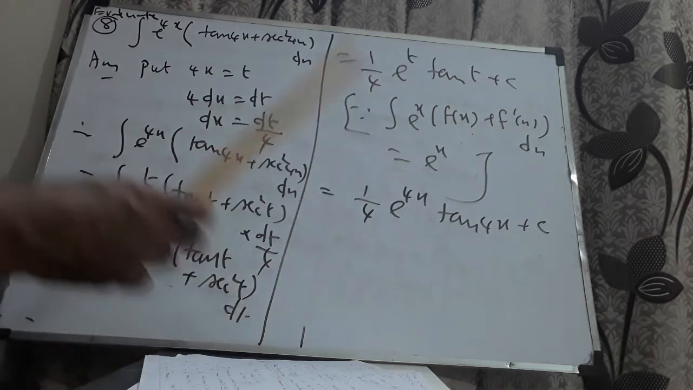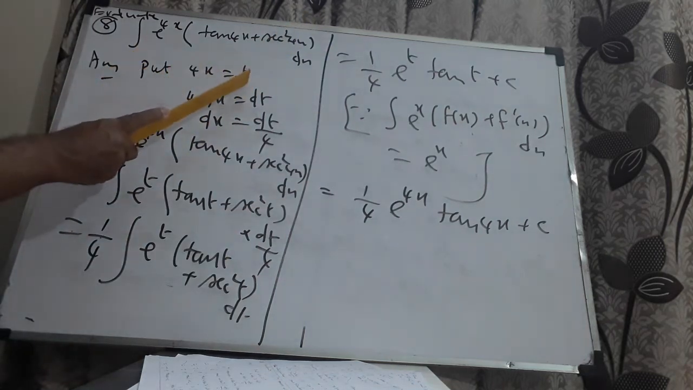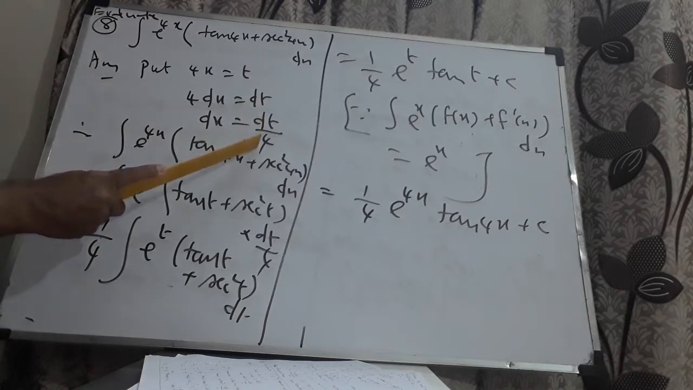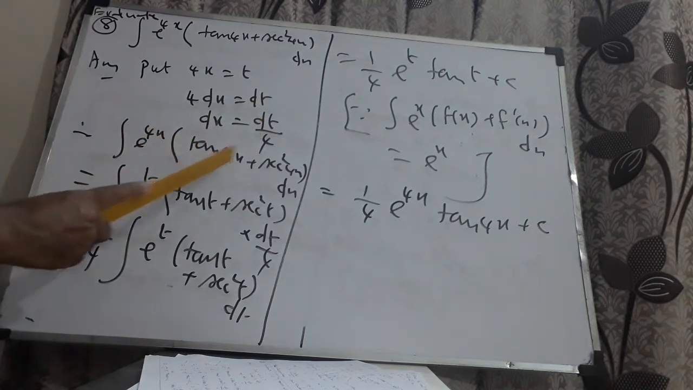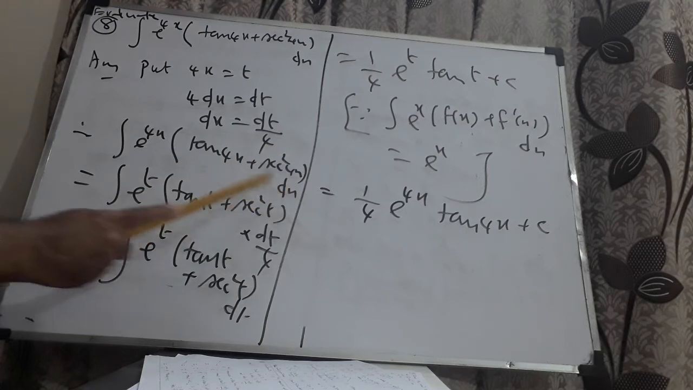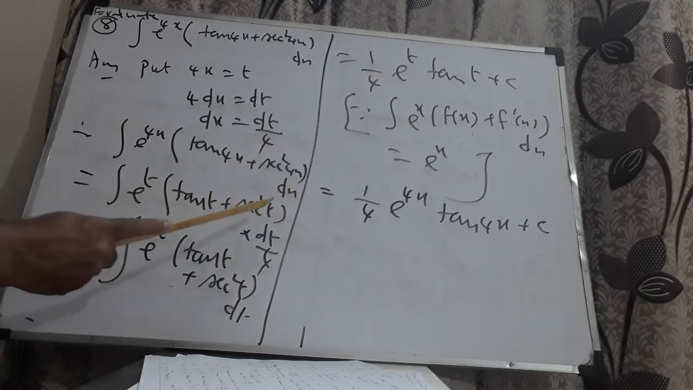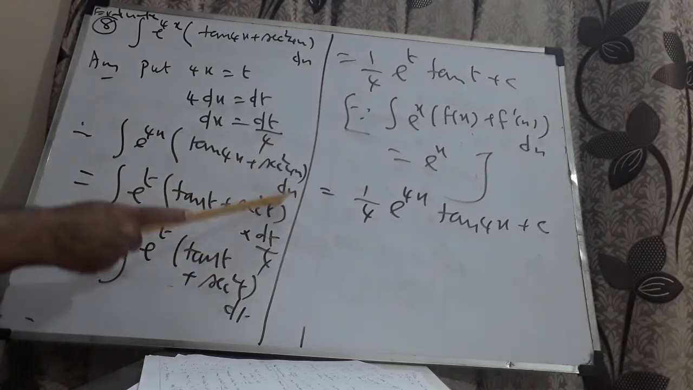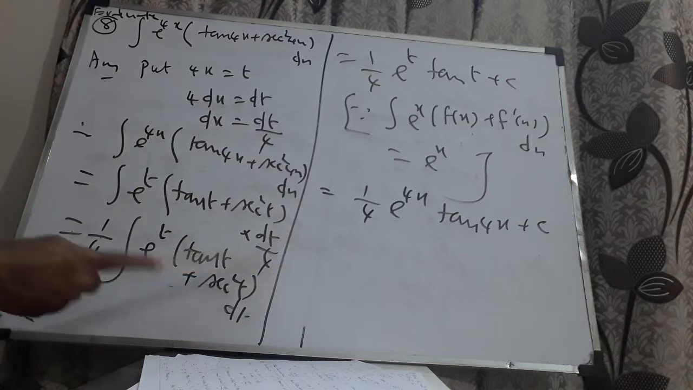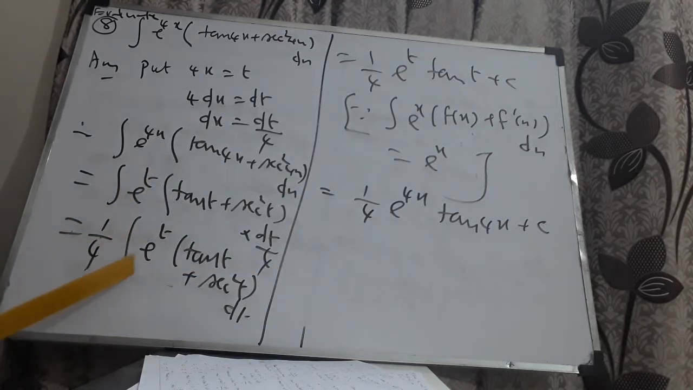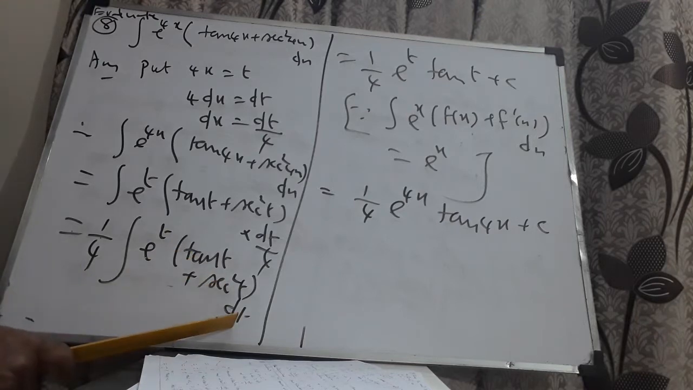Let me just repeat once again. Put 4x equal to t. 4 dx equal to dt. dx is dt by 4. Now, the integral e power 4x tan 4x and secant square 4x dx becomes integral e power t tan t plus secant square t dt by 4. 1 by 4 being a constant is taken out of the integral. 1 by 4 integral e power t tan t plus secant square t dt.